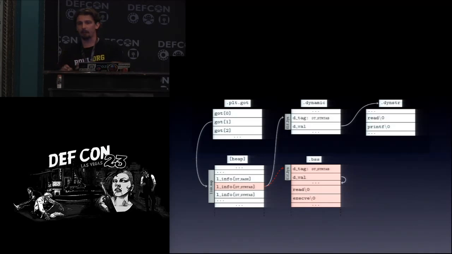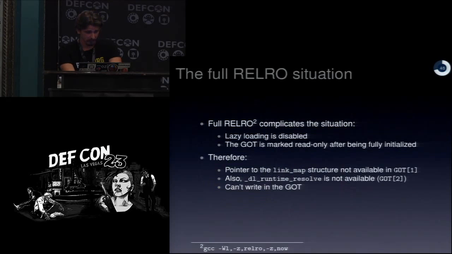So we are still tampering with the .dynamic table, but indirectly, by corrupting the internal data structure of the dynamic loader. And we can do this reliably and deterministically, because the pointer to this data structure is always in the GOT1, in the second entry of the GOT.